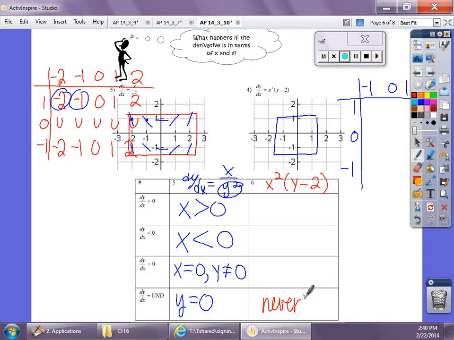When can this be 0? Well, 2 different ways. We can solve x squared equals 0, and then we can also solve y minus 2 is equal to 0. So x is equal to 0, and y is equal to 2. Those are the 2 times that we would have a 0 slope.